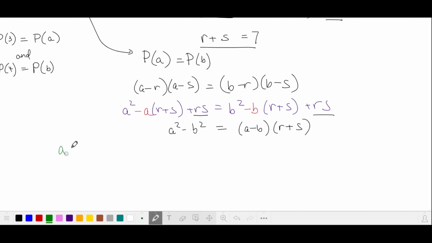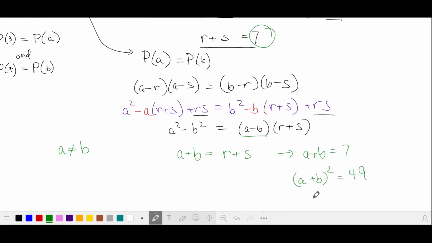We're given in the problem statement that a and b are distinct, so we can divide by a minus b. So a plus b is equal to r plus s, which we have from before as equal to 7. So our first value of the square of a plus b is 49. Now let's go on to case 2.